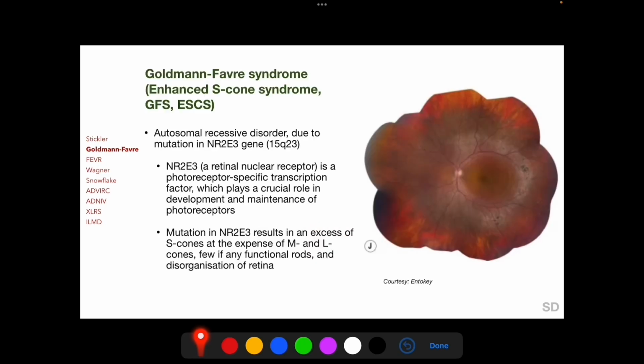Goldmann-Favre syndrome, also known as enhanced S-cone syndrome, is an autosomal recessive disorder due to mutation in the NR2E3 gene, which encodes a photoreceptor-specific transcription factor which plays a crucial role in development and maintenance of photoreceptors. Mutation in NR2E3 results in an excess of S cones at the expense of M and L cones, few if any functional rods, and disorganization of the retina.